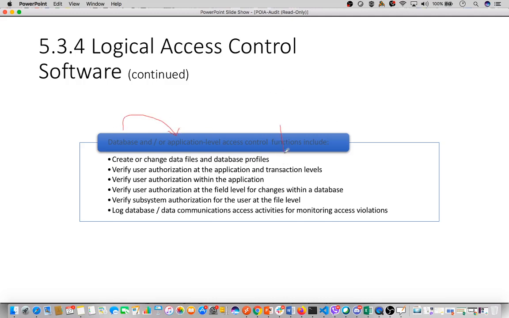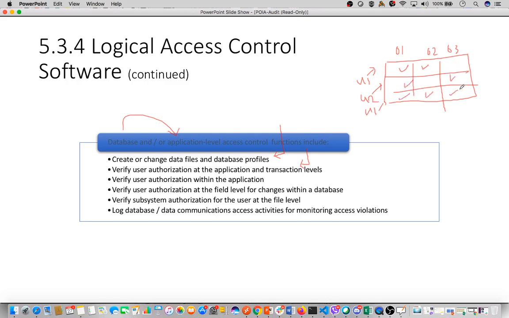You can also create database profiles, user logins, and authorization. For authorizations you can use things like access control matrices. An access control matrix would have user 1, user 2, user 3, and the objects that you can access: object 1, object 2, object 3. There can be a case where user 1 can access two objects, user 2 can access a different two, and user 3 can access all three. Likewise you can have an access control matrix. So this is called an access control matrix.